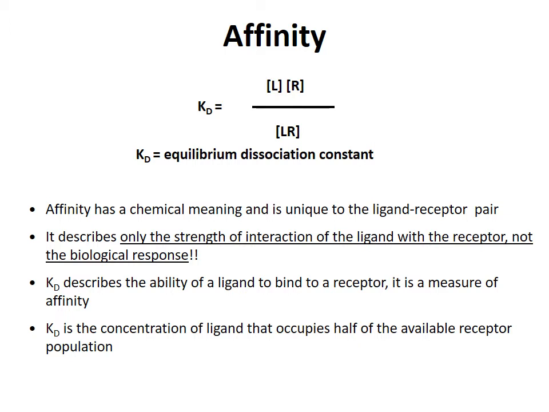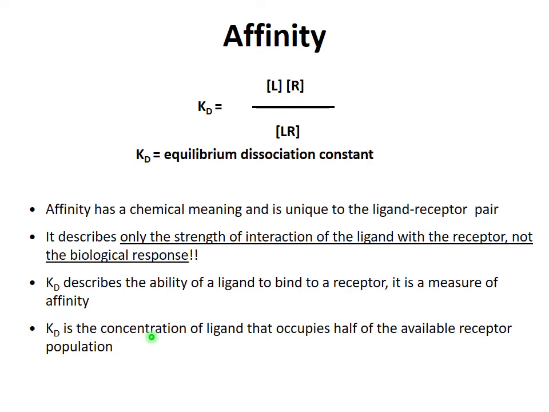So KD describes the ability of a ligand to bind a receptor and is a measure of affinity. So sometimes I'll use these interchangeably. If I say, tell me the affinity, you would tell me the KD basically. KD is the concentration of ligand that occupies half of the available receptor population. So that's another definition of it. So that's an easy way to find it.